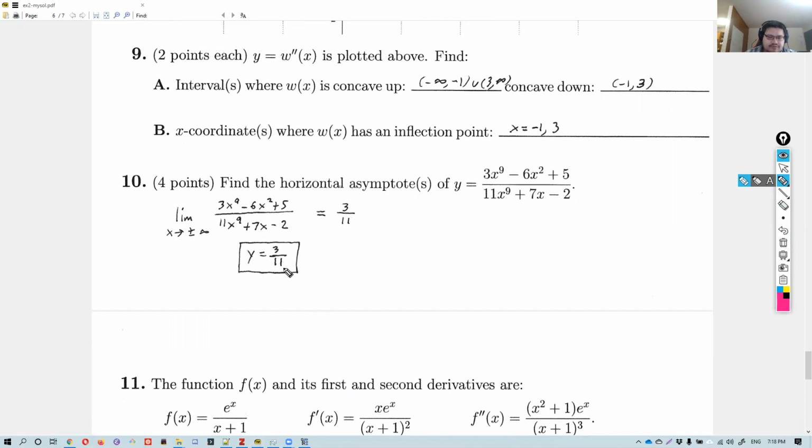So y is equal to 3/11 is a horizontal line. Yeah, but it would be very helpful to also see that you have some kind of a limit written, that you know how you're going from this function to 3/11. Well, what you're doing is you're evaluating a limit as x goes to infinity plus or minus of the function, and that gives you this value 3/11. Okay.